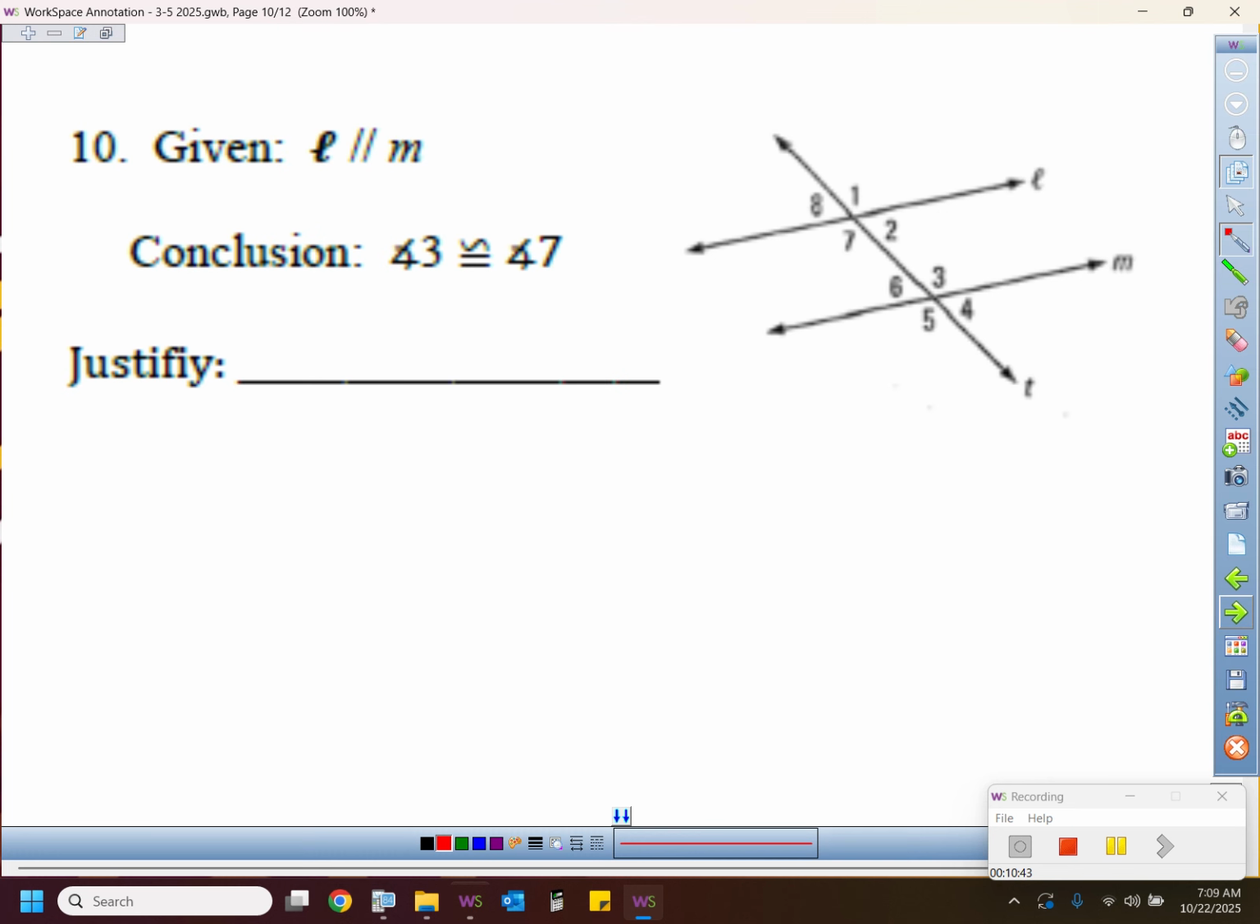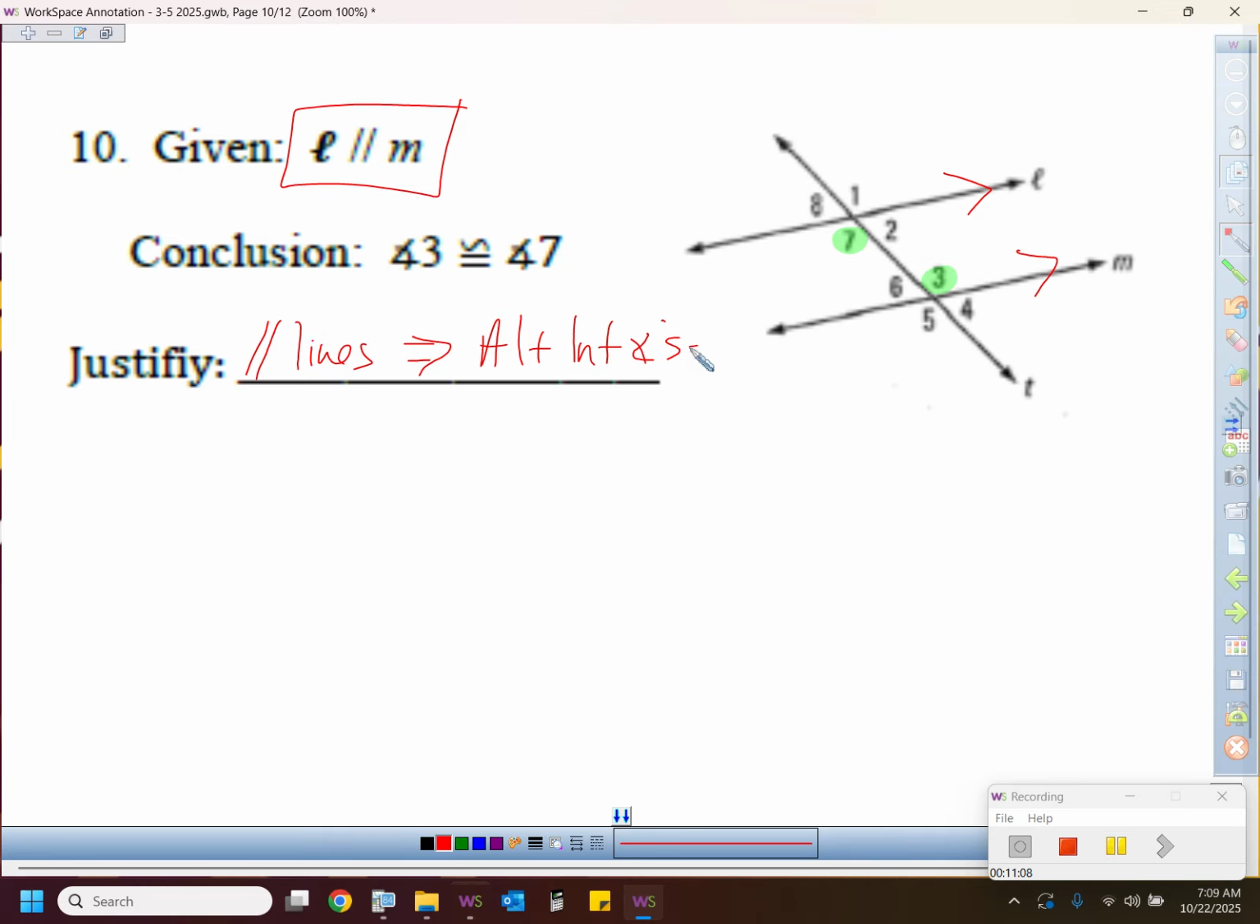So here they gave me parallel lines, so I'll go mark it. They want me to prove angle 3 the same as angle 7. If you need to highlight them, you can, but we're not going to mark them because that's not given to me. Angle 3 and angle 7 are alternate interior angles, so I have to use the one that starts with parallel lines because that's what they gave me. Parallel lines implies that alternate interior angles are congruent to each other.